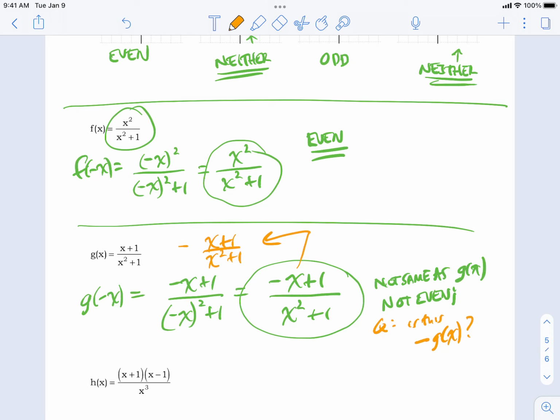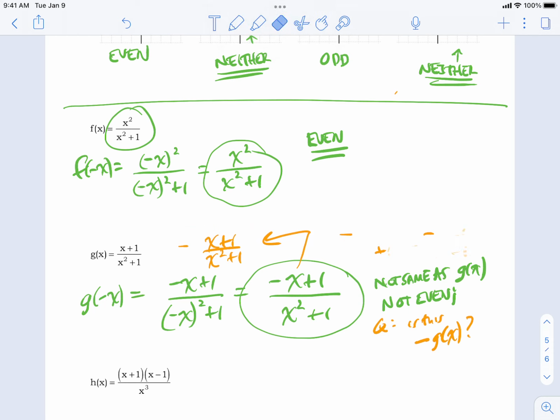The answer is no, it's not the same as this. Because if you wanted to put this negative, which is in the numerator, if you wanted this negative to jump up into the numerator, it would actually look like you'd put the negative on the entire numerator like this. And so that's a negative x minus 1. So no, it's not the same as that either. Okay, it's not the same. So it's neither. This one is a neither.